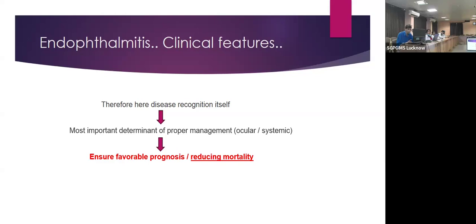So a high index of suspicion, repeated examinations, and knowledge that diagnosis may be delayed may help you a lot. And for anybody, ophthalmologist, retinal surgeon or hematologist, that is the most important determinant.